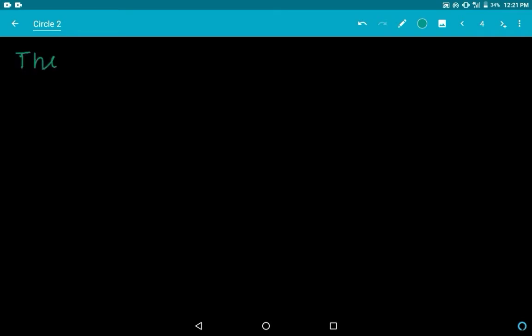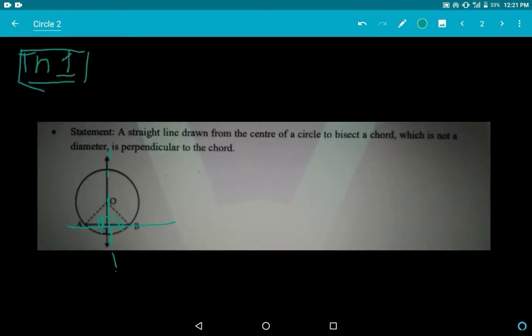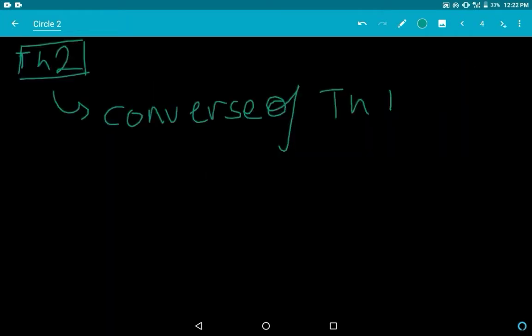So let's move on to theorem 2. Theorem 2 I'm not going to show because this is just the converse of theorem 1. I'm just writing converse. Converse means exactly opposite. Meaning, what was theorem 1? A straight line drawn from the center of the circle to bisect a chord which is not a diameter is perpendicular to the chord. So now we have to prove that a straight line drawn from the center that is perpendicular to the chord also bisects the chord. Understand?